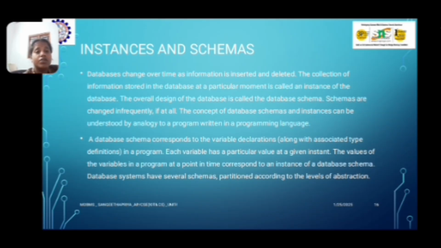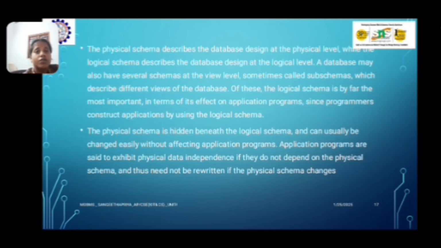A database system can have several schemas partitioned according to the level of abstraction. The physical schema describes the database design at the physical level, while the logical schema describes the database design at the logical level. A database also has several schemas at the view level, sometimes called subschemas, which describe different views of the database. Of these, the logical schema is by far the most important in terms of its effect on application programs, since programmers construct applications by using the logical schema. The physical schema is hidden beneath the logical schema and can usually be changed easily without affecting application programs.